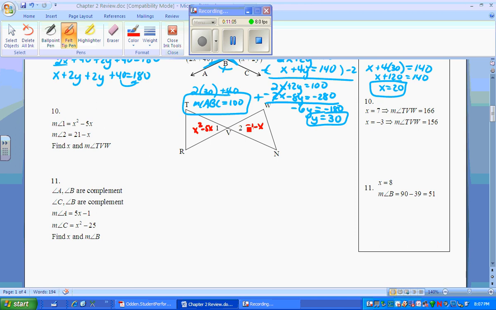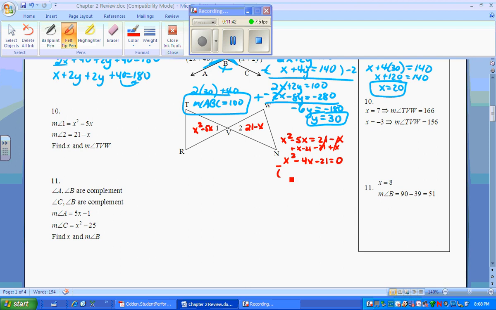So what can we do with these two expressions? We can set them equal to each other, and we can say that x squared minus 5x is equal to 21 minus x. All right, we have an x squared, so that means we have to factor. We have to bring everything over, so we're going to minus 21 and add x over to the other side. So what do we get? We have x squared minus 4x minus 21 equaling 0 before we can factor.